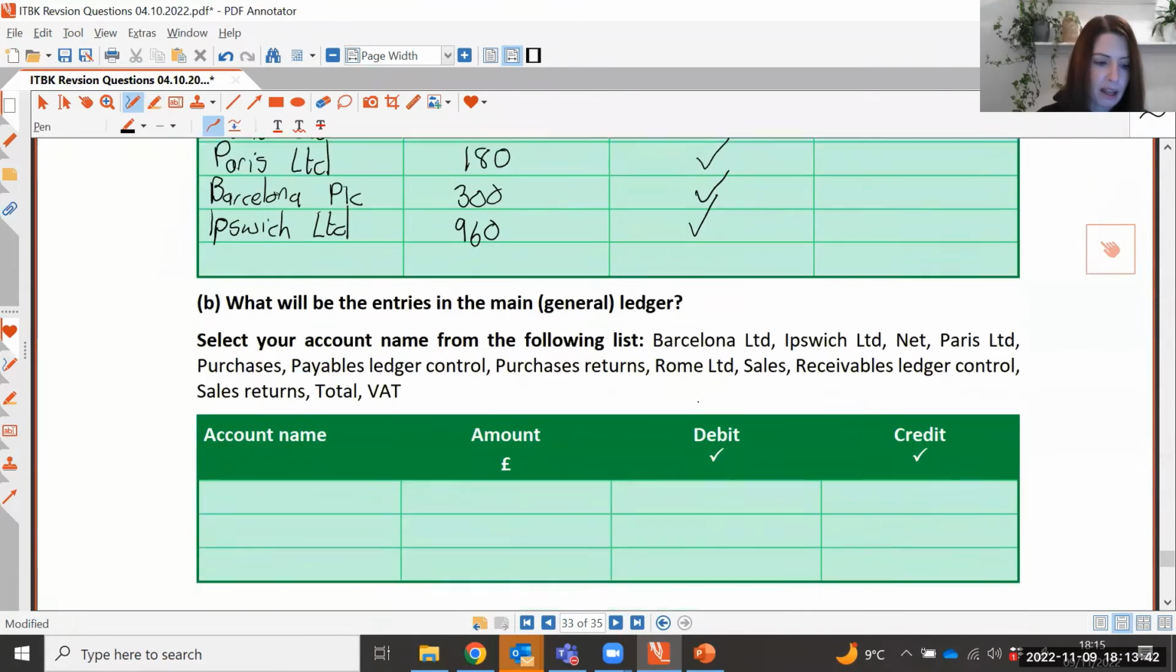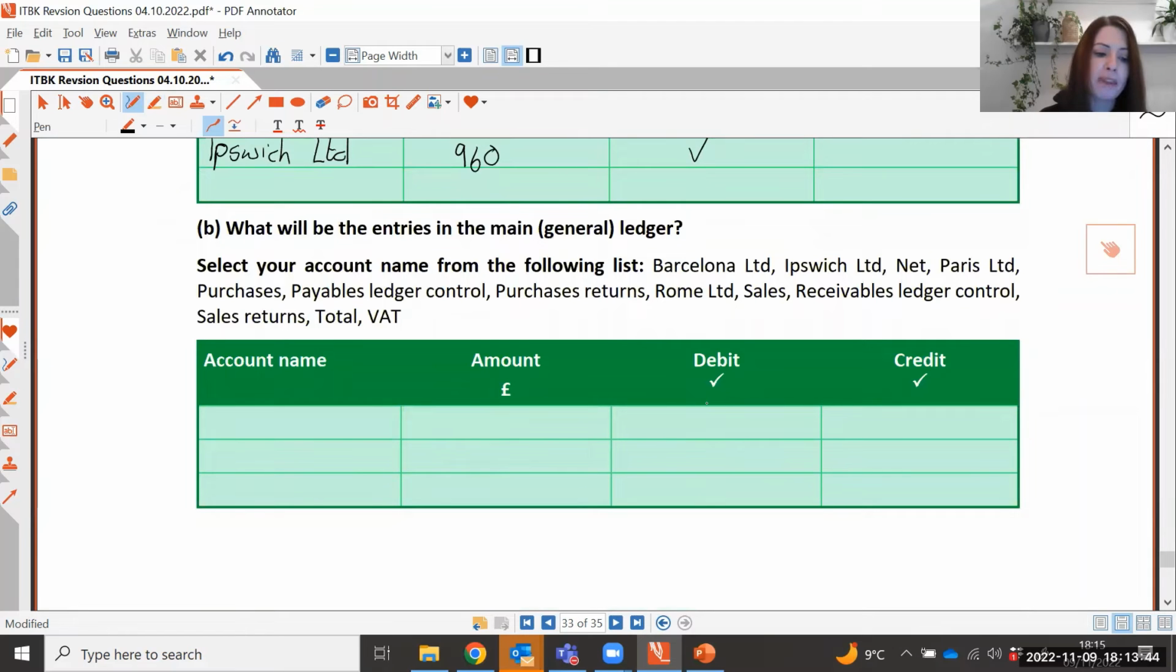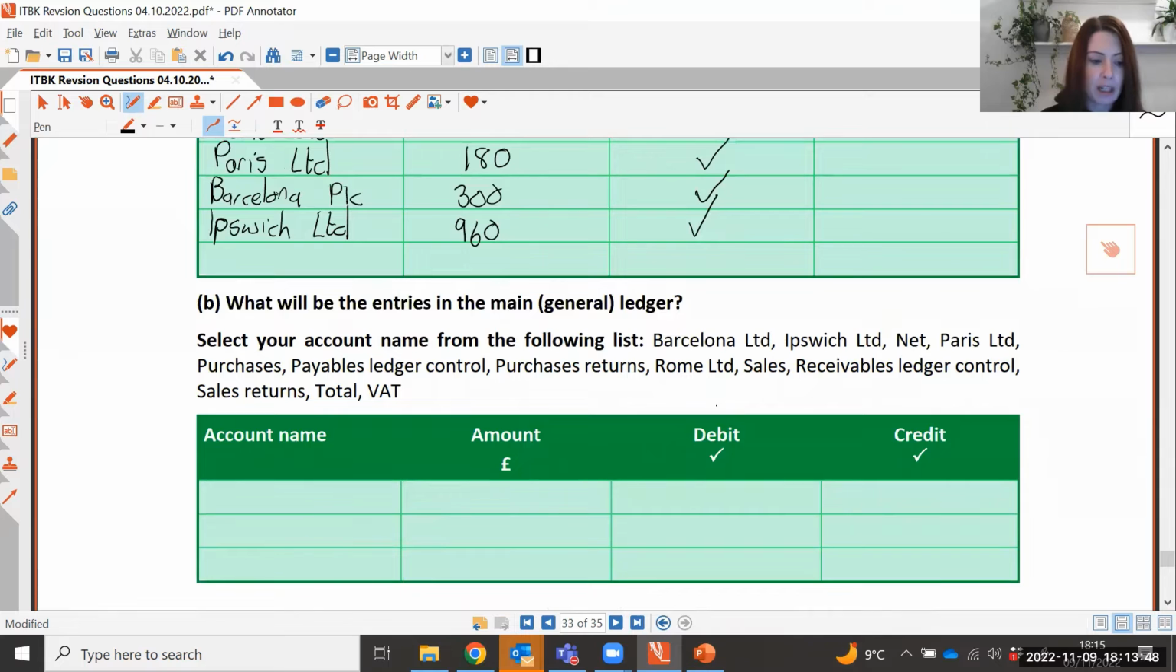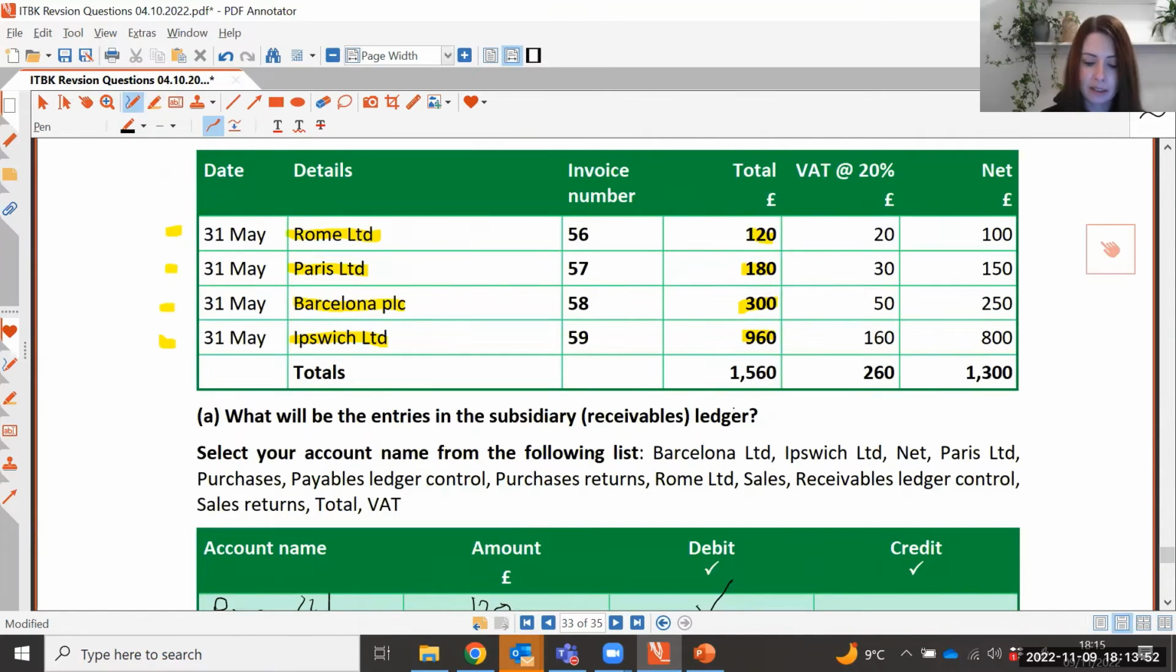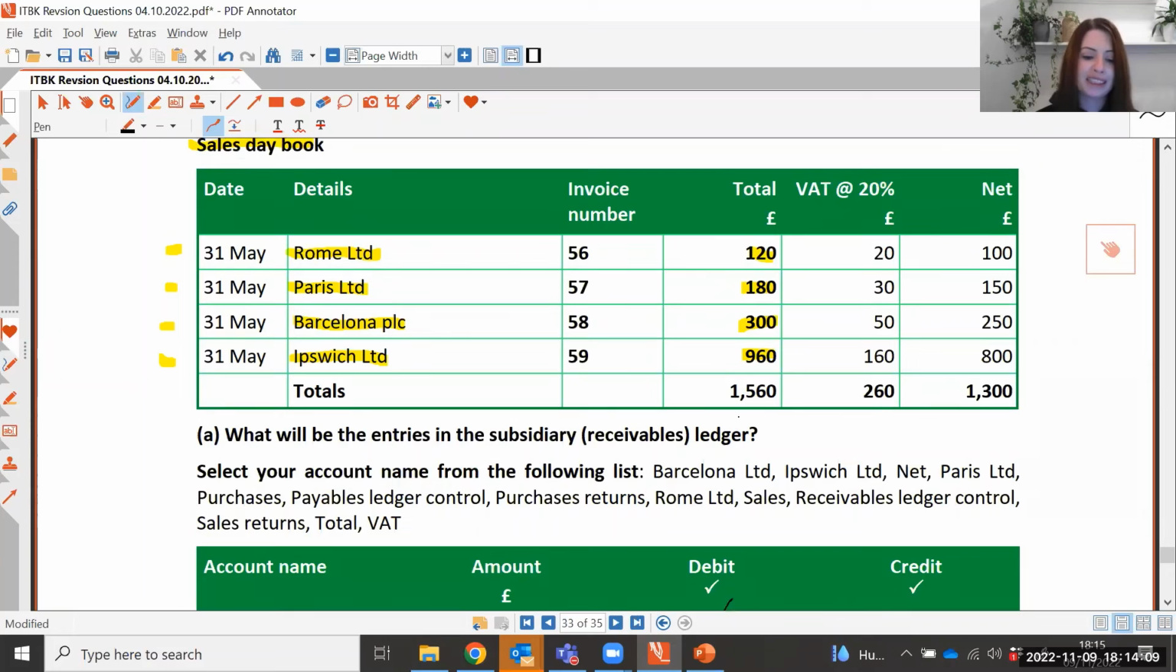Good. And then part B, it says, what will be the entries in the main ledger? So in the nominal ledger. So what would the account name be that we'd need first? The receivables ledger control account. Brilliant, Catherine. And what figure would we be looking at posting in there? Excellent. Yes, the 1,560. So the gross amount.